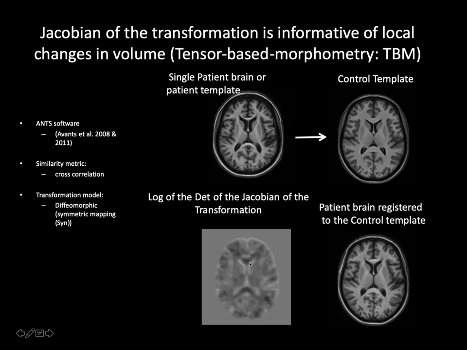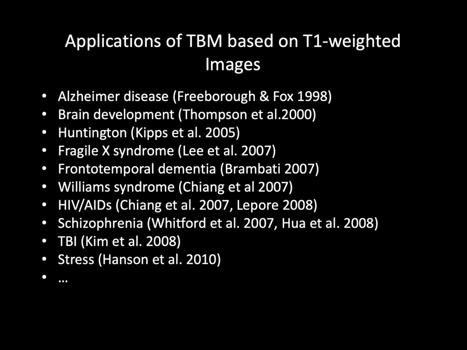So when you see dark, it means that the patients have locally a smaller structure than the controls, than the target, okay? And vice versa, when you see bright, like here in the ventricles, it means that the patients had a larger structure than the controls. Okay, this is the way of looking at these images.